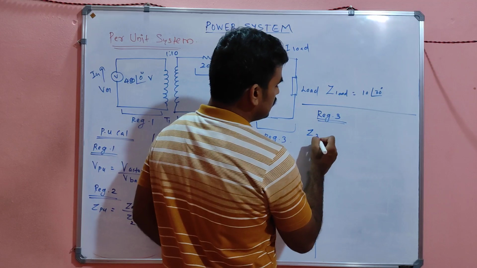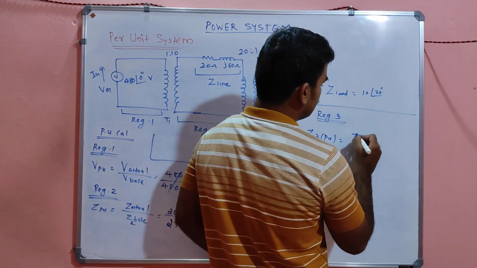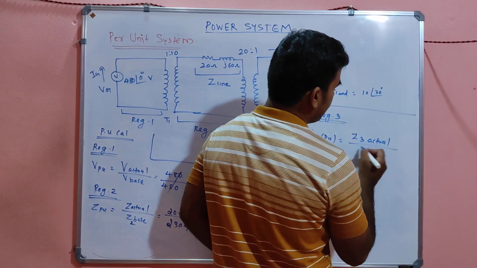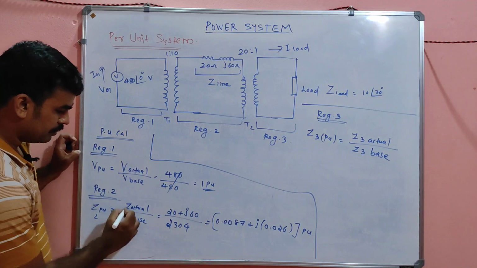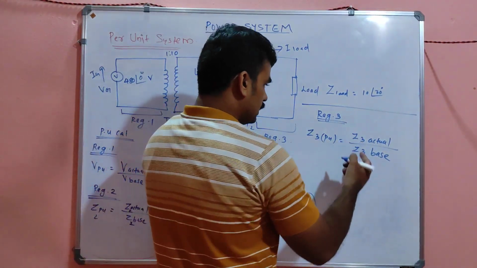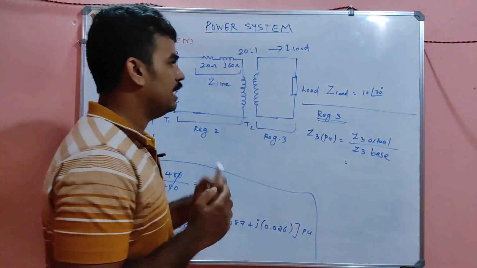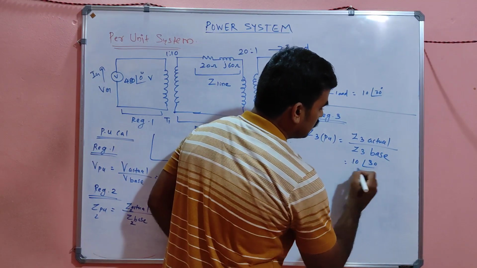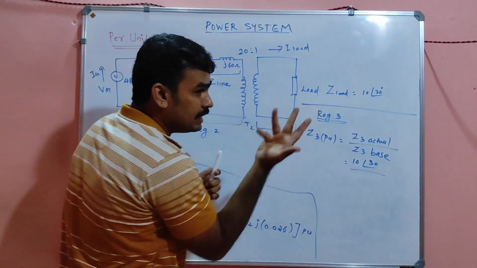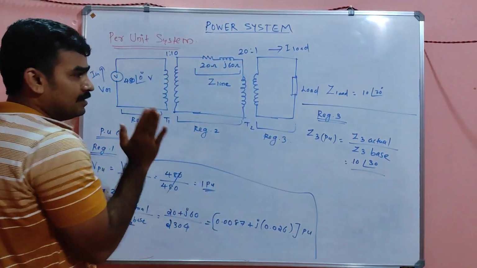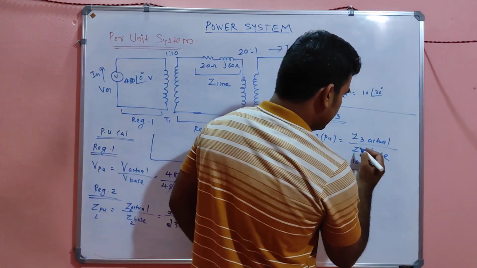So I can say Z3 per unit is nothing but Z3 actual divided by Z3 base. Here you can represent it as ZL per unit, ZL actual divided by ZL base. Whenever you need the actual value, you look at the diagram: 10 angle 30. Never look at the transformers and all, my dears, because they don't contain any Z. Z means focus on only Z; V means focus on only V. That's the methodology.